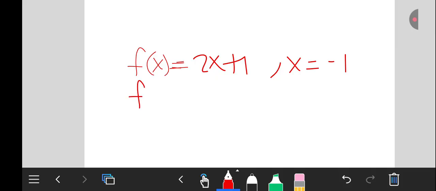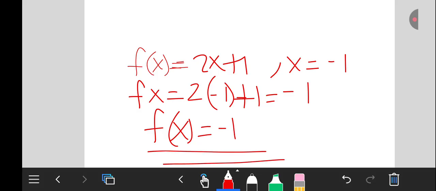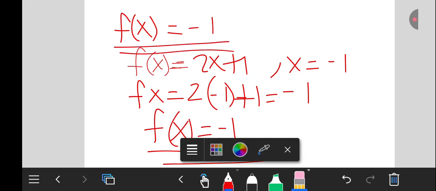So I'm going to have f of x will be equal to 2 times negative 1 plus 1. So this will give us what? Negative 2 plus 1, that is just negative 1. So we've found that f of x is equal to negative 1. Then the next thing we're going to do here, so let me write it somewhere. So f of x is equal to negative 1. So that is the first answer we found.